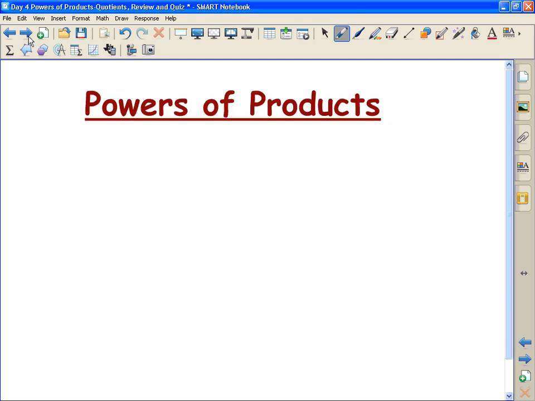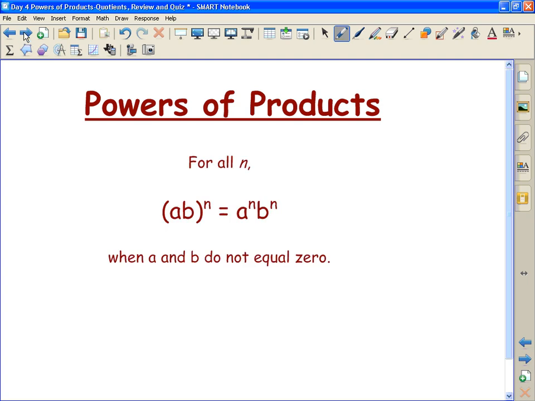So that is actually our powers of products property. It says for all n, the quantity a times b to the nth power is really just a to the nth power times b to the nth power. And of course we want a and b not to be 0 because then we get a boring example. So that's our powers of products property, as you fill it in and follow along in your notes.